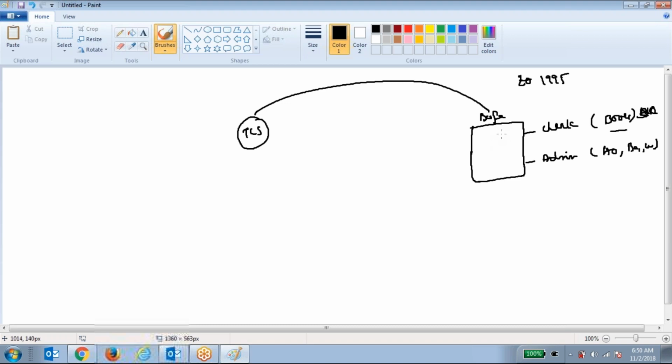So what is TCS doing now? No problem, Bank of America. We are here to help you. Please provide your requirements. So based on the requirements of Bank of America, TCS has developed the software application.